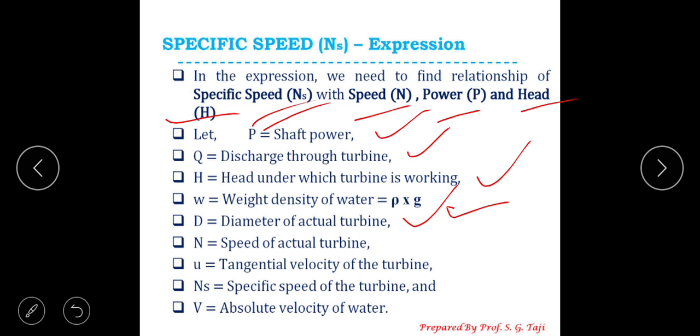N is equal to speed of the actual turbine. U is equal to tangential velocity of the turbine. Ns is the specific speed of the turbine. And V is the absolute velocity of water.